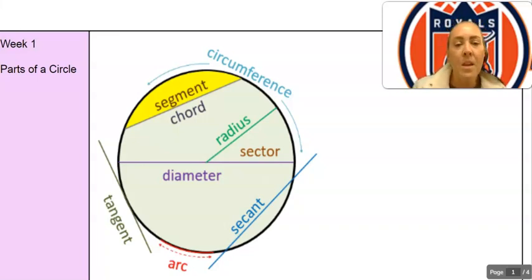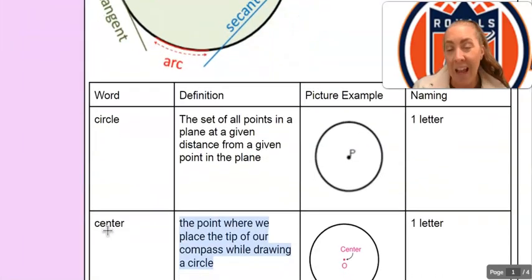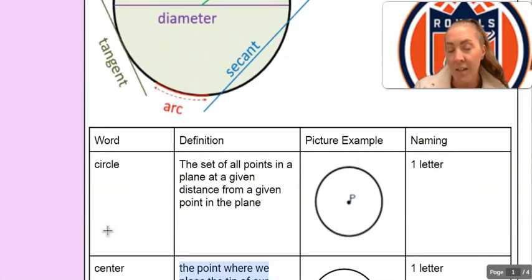Okay, so at the top, I have a lot of the terms all on one circle so you can see the relationship with each other. But these are the words that you're going to have to be able to identify from a picture, and only one will be on a picture at a time. So let's go ahead and go through them. You can take notes. It is a lot of information, and I start from the very basics. So some of the terms you have heard of before and some might be brand new.